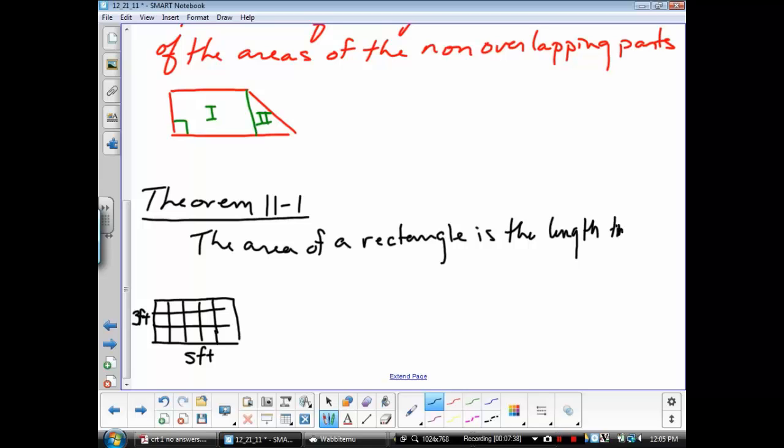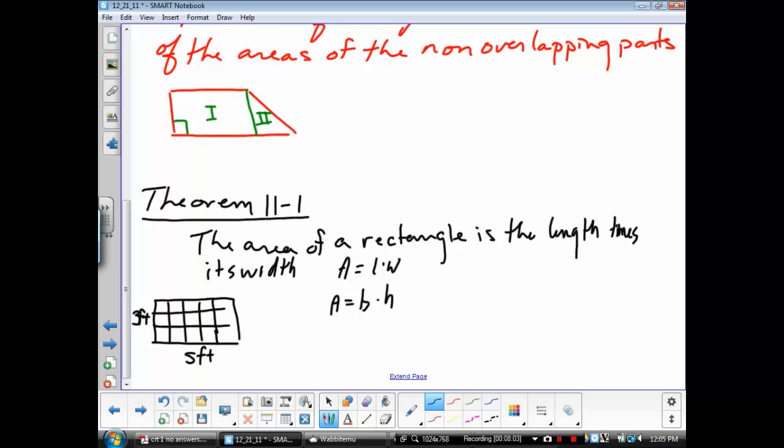The other one, 3 feet by 5 feet. So area is L times W. Now, we could call it base and height instead of length and width. So sometimes you'll see the formula area equals base times height, like that.